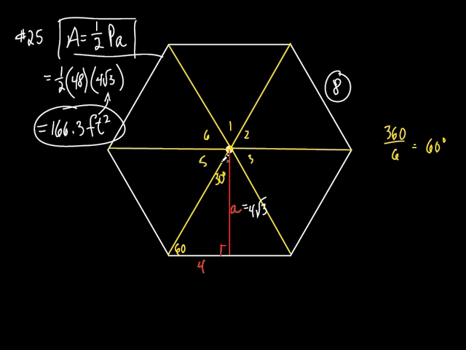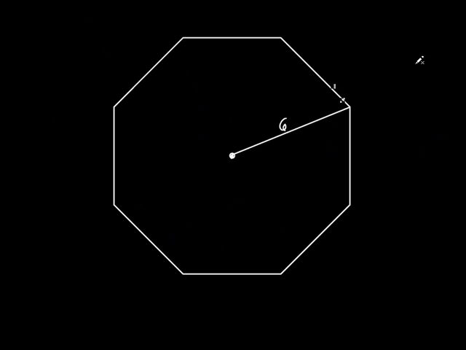number 26. It's an octagon, isn't it? 1, 2, 3, 4, 5, 6, 7, 8. Yep. And I'll tell you, let's do 26. Let me go grab an octagon.